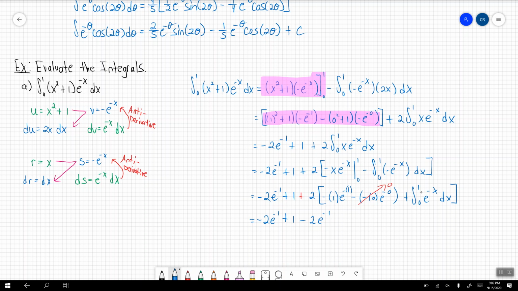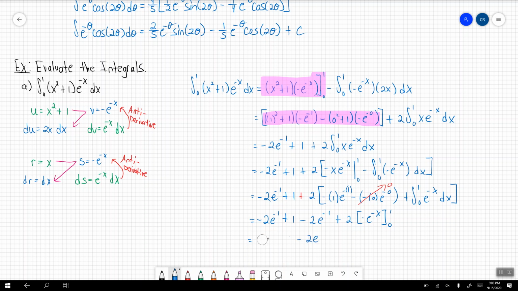And then we're going to evaluate over here on the right-hand side, distributing that 2. So we still have that 2 distributed, and that's going to be 2 times this integral, e to the negative x. That integral is going to be negative e to the negative x evaluated from 0 to 1. Okay, well, that's pretty good. So let's keep going with this. Negative 2e to the power of negative 1 plus 1 minus 2e to the negative 1.